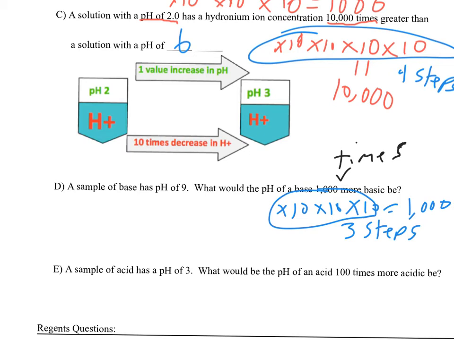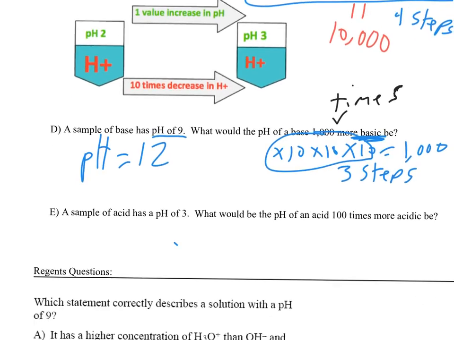Now this one is saying that you start with a pH of 9, and we're looking for something 1,000 times more basic. You have to be careful here. If we're saying more basic, that means not 3 steps lower on the pH scale. We're talking about 3 steps higher on the pH scale. A base is high pH. So that means we have a pH of 12. That's 3 steps higher on the pH scale.